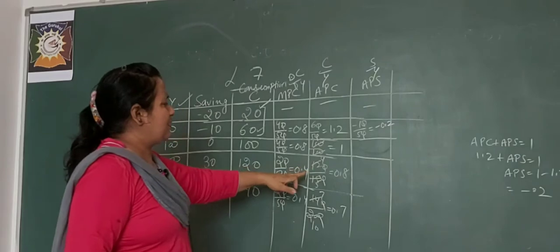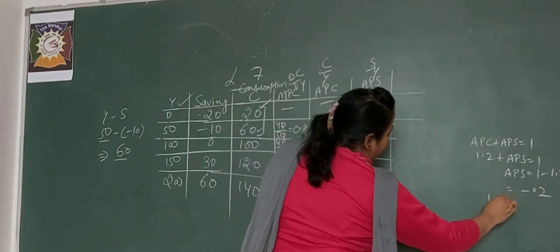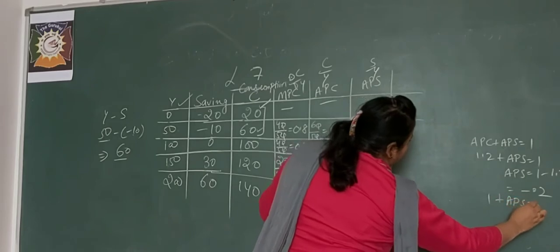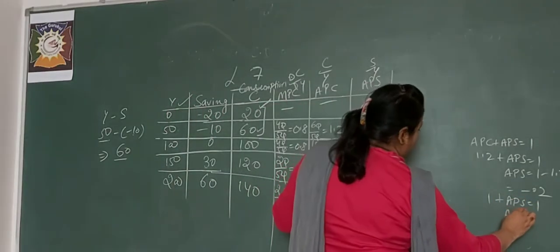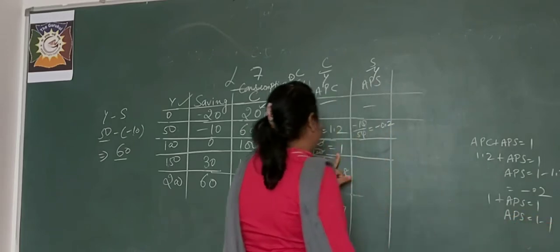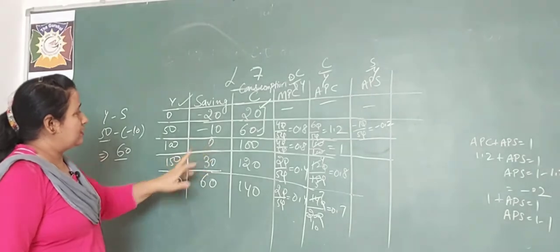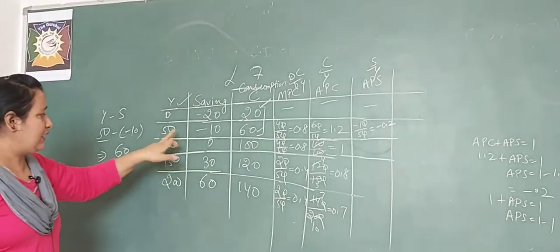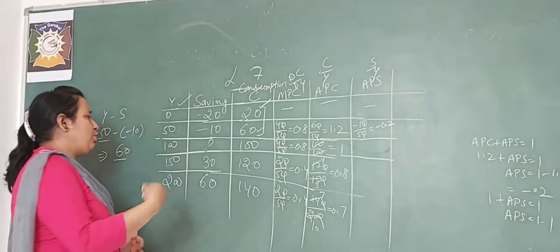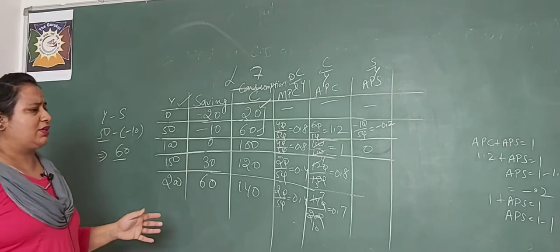Next, APC plus APS is equal to 1. This is 1, APS 1, it means 1 minus 1 is equal to 0. So I will find, मैं इसे यहाँ find करती हूँ according to second formula. Let us try. This is saving. What is the saving? Saving S income 0, 0 upon 100. If numerator is 0, it means that will be 0. 1 minus 1 is equal to 0.